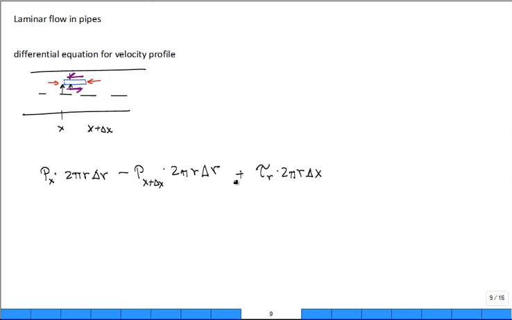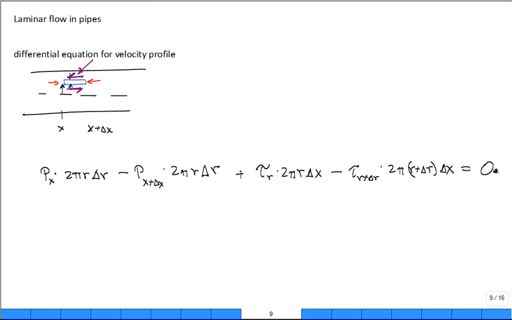All right. Minus, on the outside right here, that's equal to tau at r plus delta r times 2 pi r plus delta r times delta x. The sum of those forces, 2 normal, 2 shear stresses, acting on that little area or volume, have to equal 0.